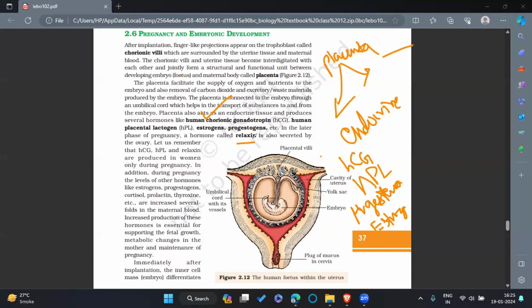Relaxin is a hormone produced towards the later phase of the pregnancy, when the birth of the baby is about to happen. It relaxes the uterine smooth muscles for the easy delivery of the baby. Fine. So, what are these hormones actually doing? The levels of these hormones, not only hCG, HPL, progesterone, estrogen, but also cortisols, prolactins, and thyroxins, are in a very, very high amount inside the maternal blood during the time of pregnancy.